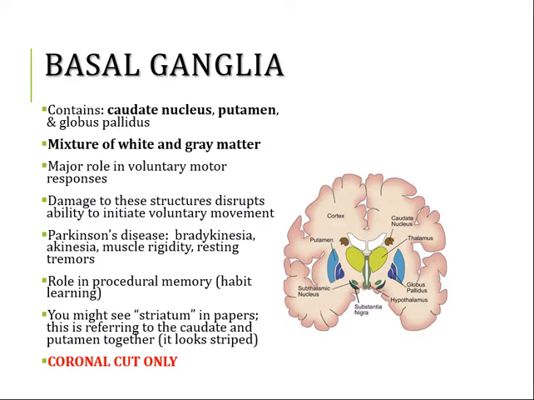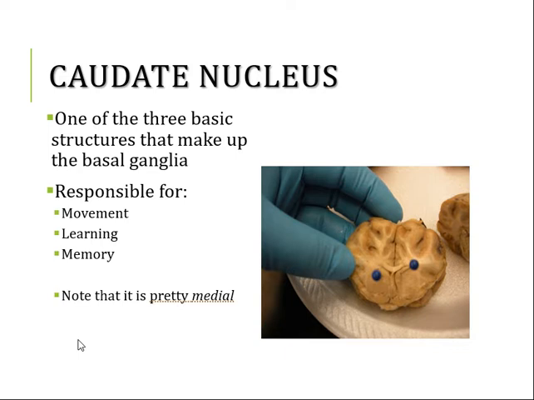And looking at the caudate nucleus specifically, this is one of our structures that make up the basal ganglia, and it's specifically responsible for movement, learning, and memory. And just note here that it is a pretty medial structure, meaning that it's closer to the midline.